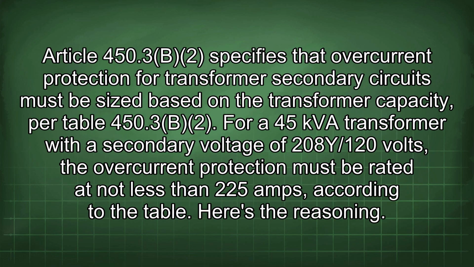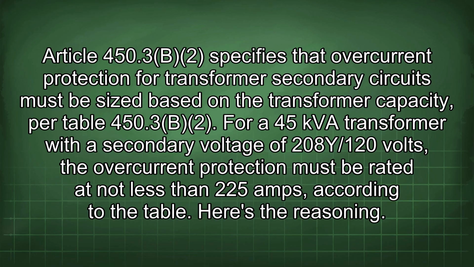Article 450.3(B)(2) specifies that overcurrent protection for transformer secondary circuits must be sized based on the transformer capacity per Table 450.3(B)(2). For a 45 kVA transformer with a secondary voltage of 208V/120 volts, the overcurrent protection must be rated at not less than 225 amps, according to the table.